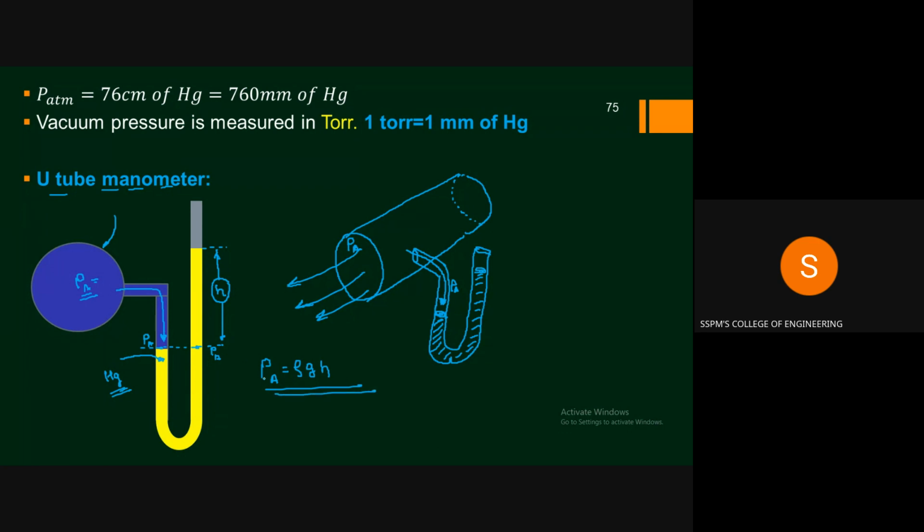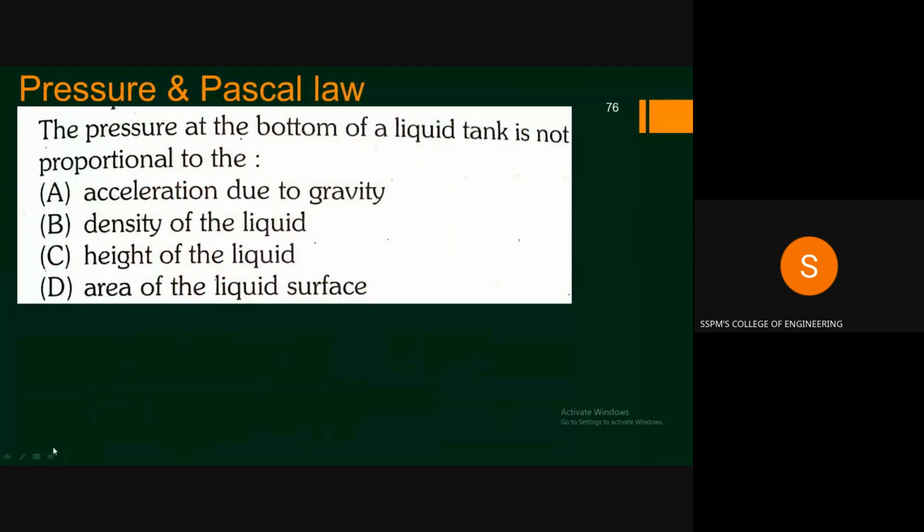This pressure is a gauge pressure. If you want to find the total pressure, that is the absolute pressure, we have to consider the atmospheric pressure P naught and add it. So PA is P naught plus rho g h. With this equation, we can determine the pressure inside the pipe. Now let us discuss some MCQs based on pressure and Pascal's law.